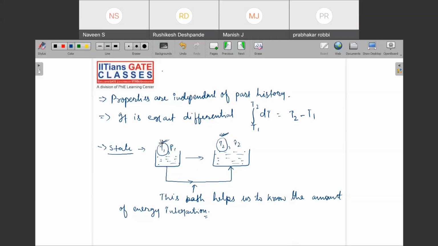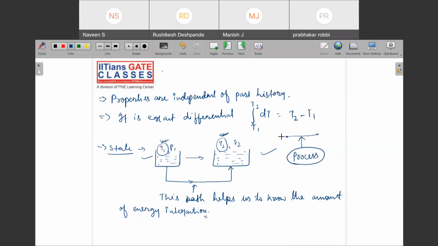That means between T1 and T2 there will be an infinite number of states. If T1 is one individual state and T2 is another particular state, then between T1 and T2 there must be an infinite number of states through which the system has gone. That change from state 1 to state 2 is nothing but a process. You must have heard these things, but let me help you understand the physical interpretation of it.